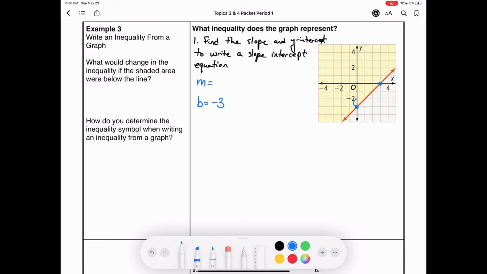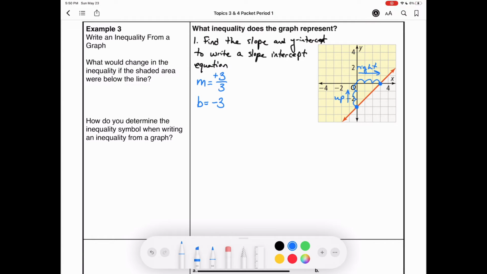So to get to that second point, I have to go up 3. So my rise is 3, or my numerator is 3. Because I went up, we know that the slope is positive. For our run, we always go to the right. And we're going to count over 1, 2, 3 to the right.